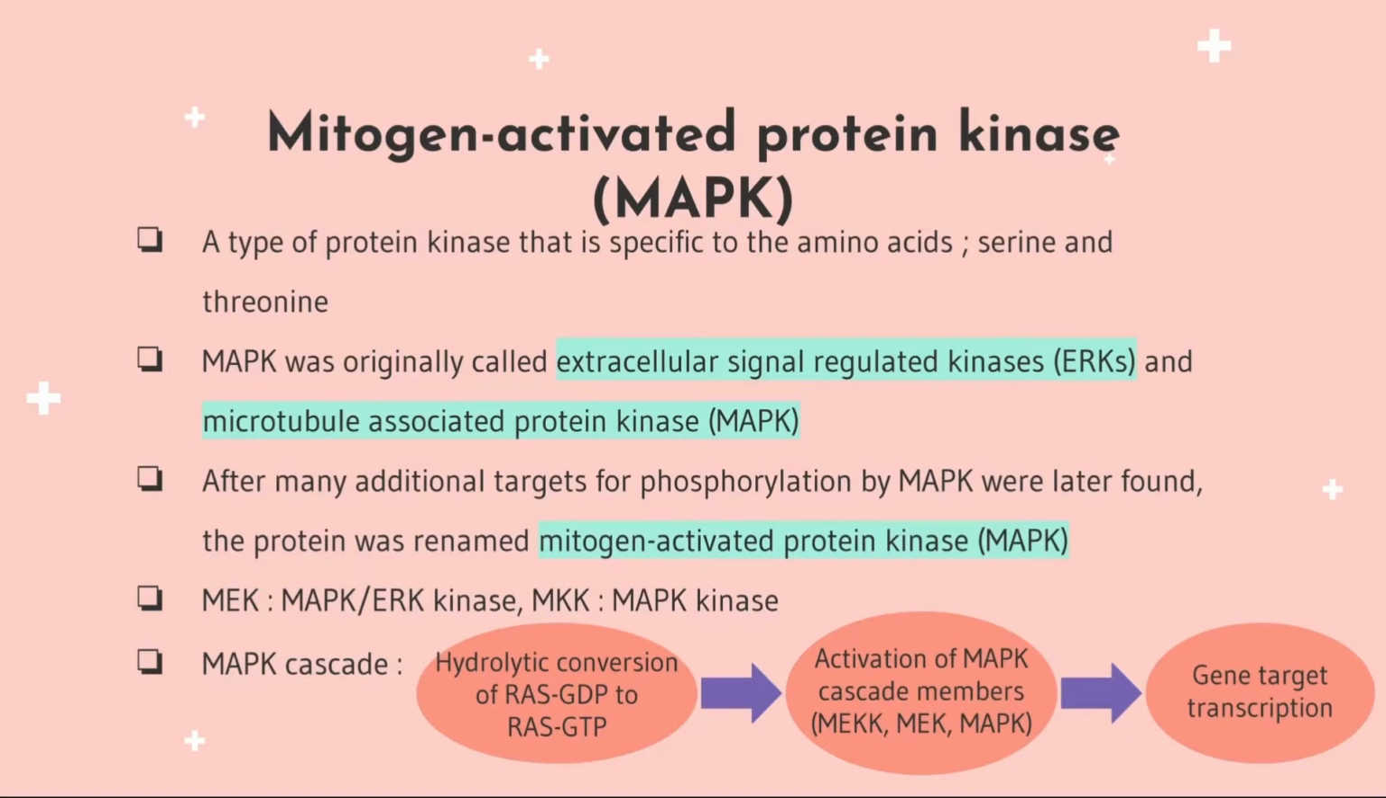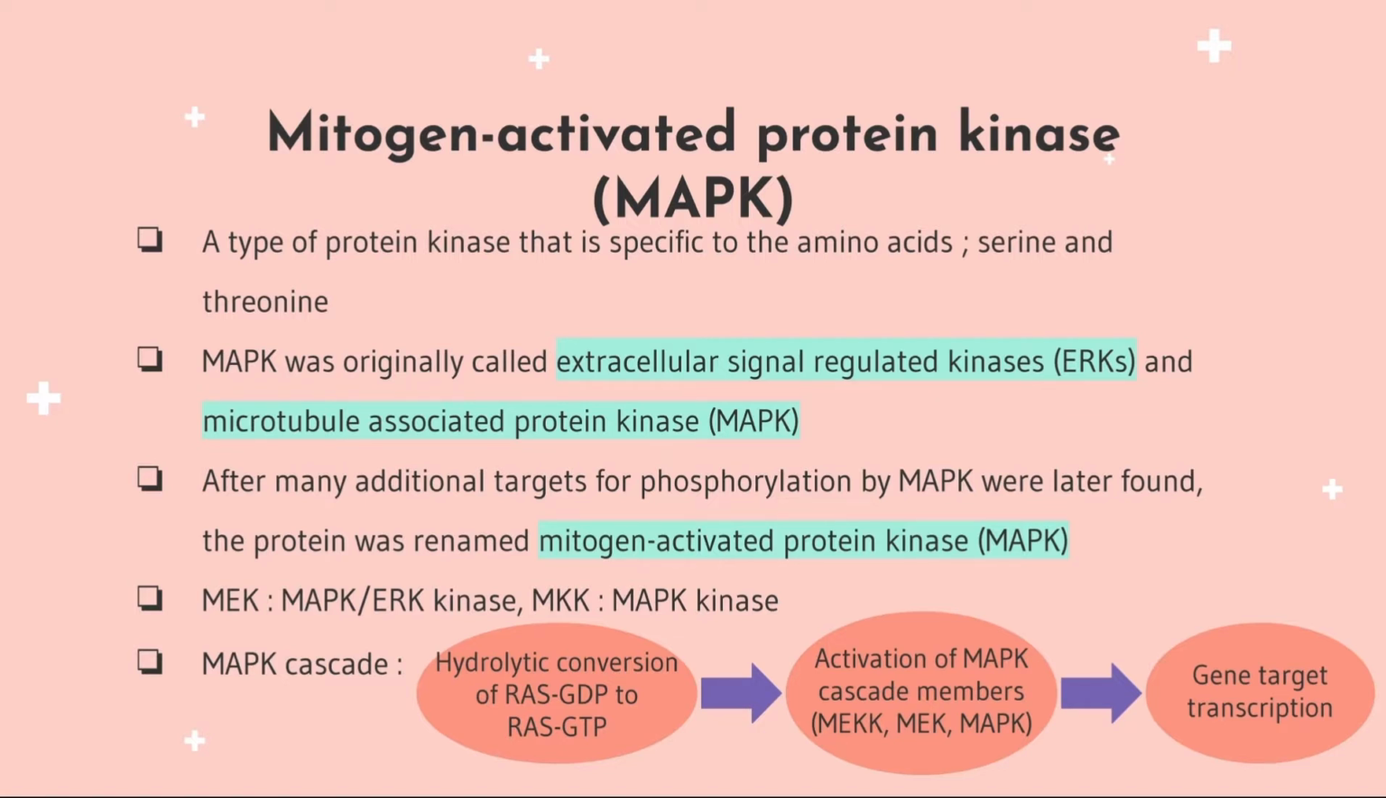Mitogen-activated protein kinase, shortened as MAPK, is a type of protein kinase that is specific to the amino acids serine and threonine. MAPK was originally called extracellular signal-regulated kinases (ERKs) and microtubule-associated protein kinase (MAPK). After many additional targets for phosphorylation by MAPK were later found, the protein was renamed mitogen-activated protein kinase (MAPK).